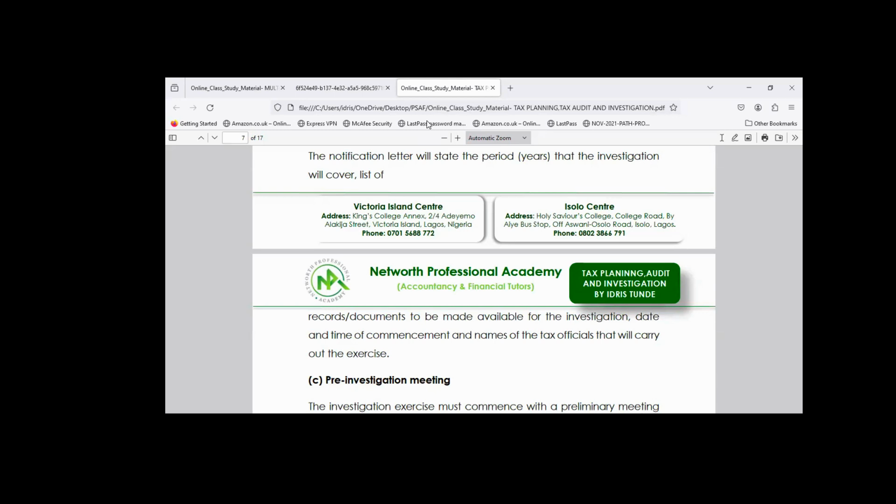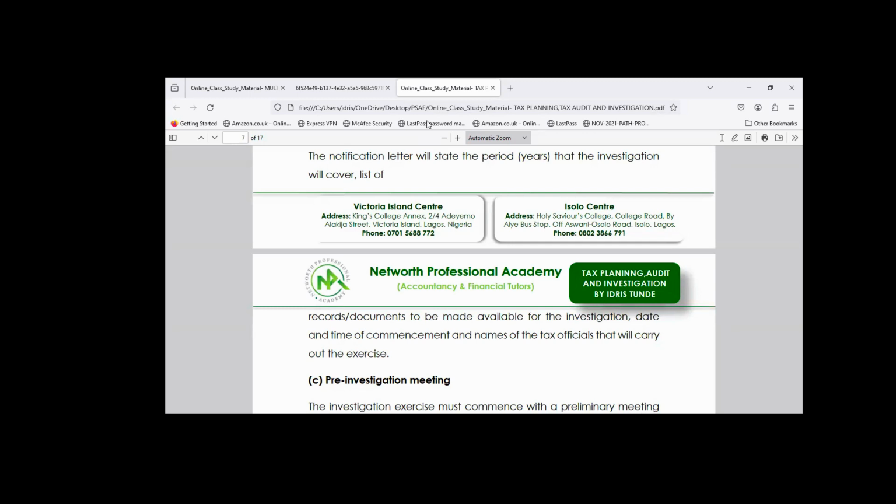In the use of technology, the tax authority needs to work hand in hand with other agencies. They need to work with the NCC, Nigerian Communications Commission, so that your tax can be linked to your phone number. They can also work with NIMC, your NIN, so that it can be easy.